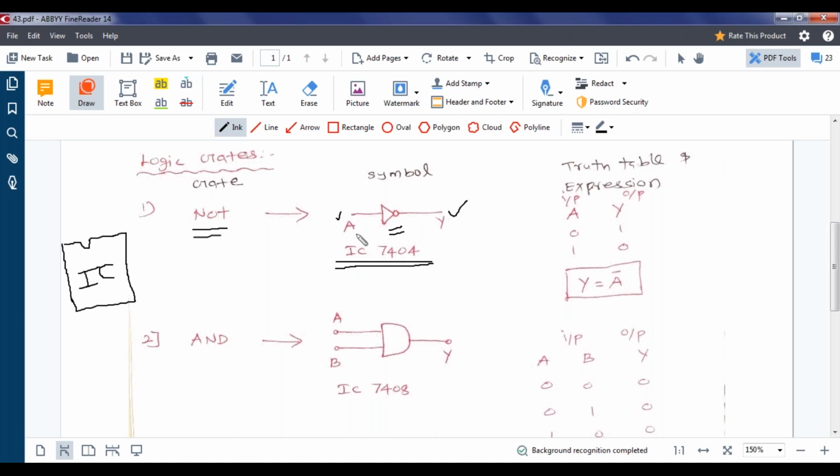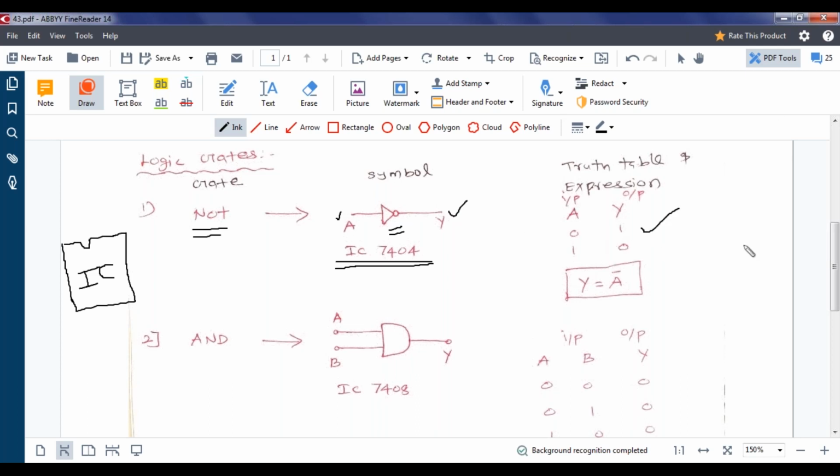So NOT gate அப்படின்னா you will be having one input and one output. This is what the symbol of NOT gate and this is what the IC number, IC 7404. Okay, fine. Next truth table. Truth table வந்து input வந்து A, output வந்து Y. If I am giving 0, output will be 1. If I am giving input as 1, I will be getting output 0, because NOT gate is nothing but an inversion operation. Whatever the input you are giving, that will be inverted as an output. If you give 0, output will be 1. If you give 1, output will be 0. This is what the truth table of your NOT gate.